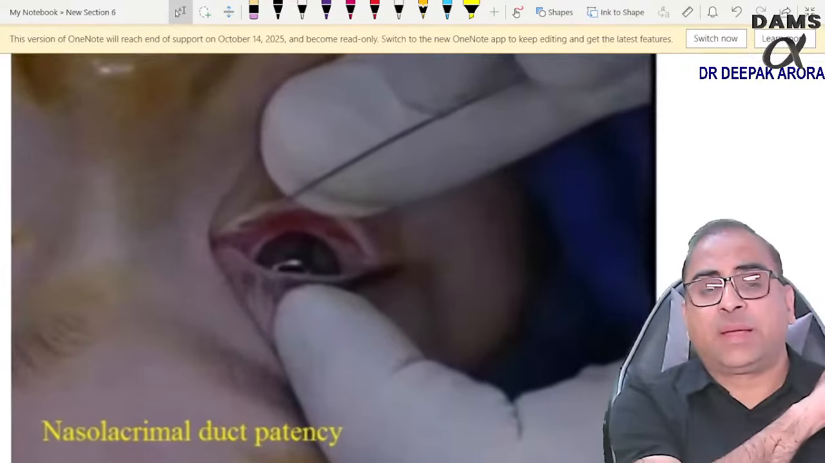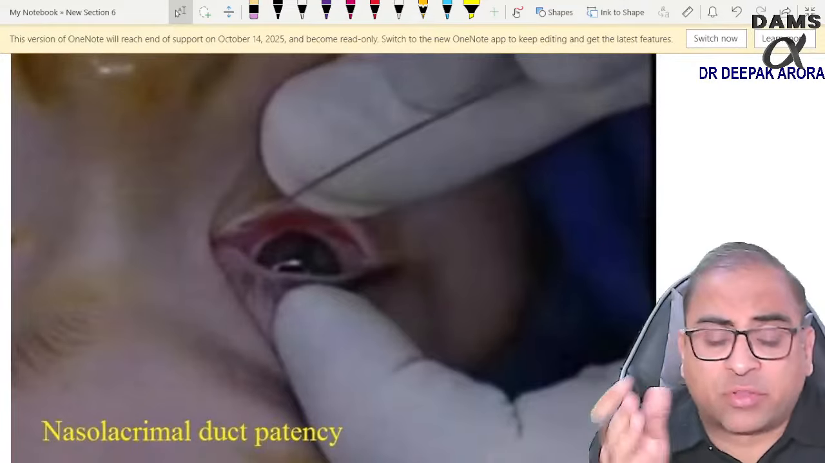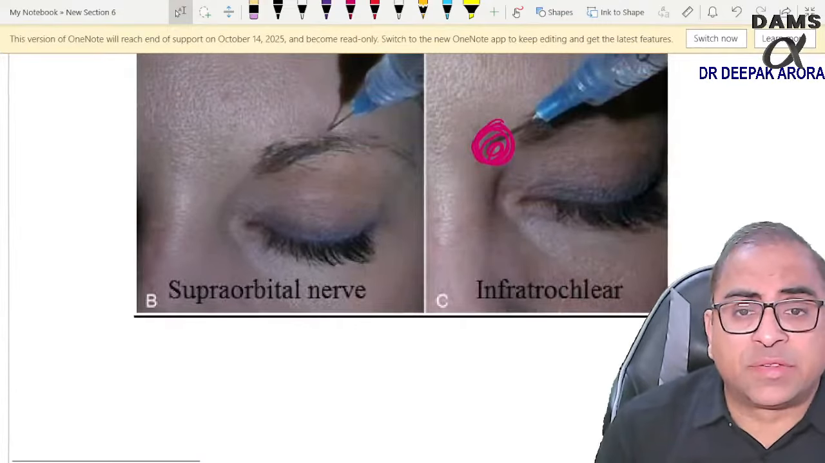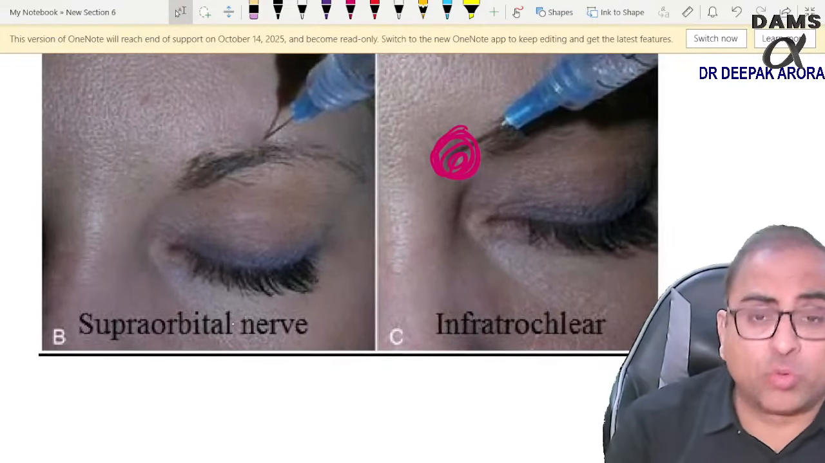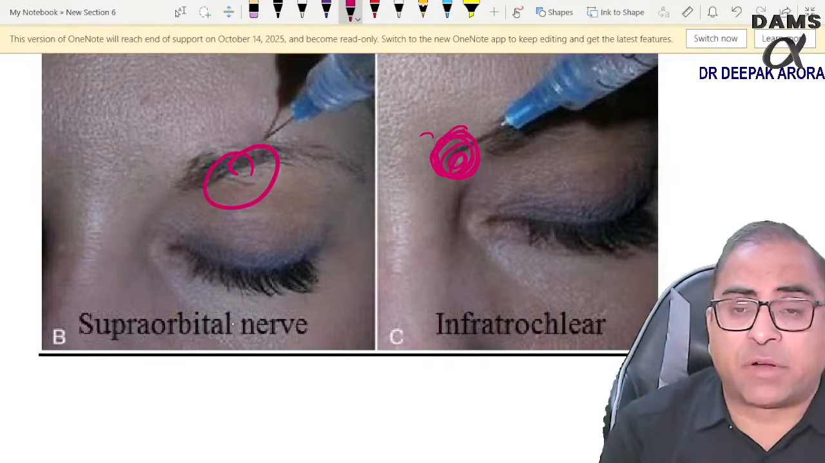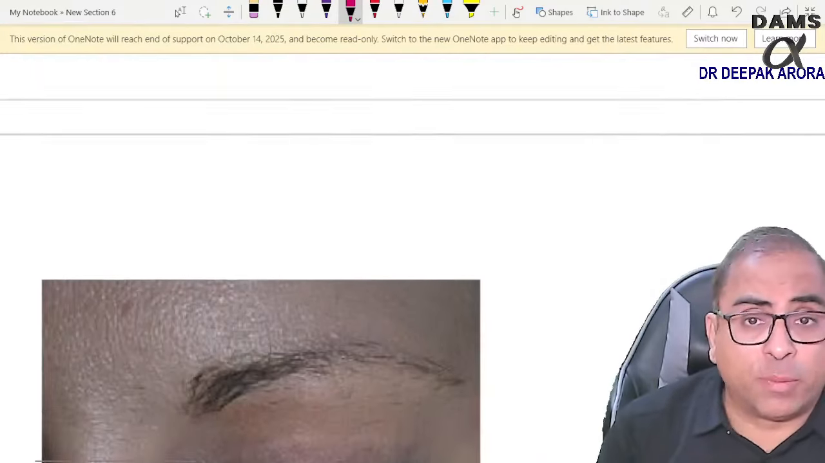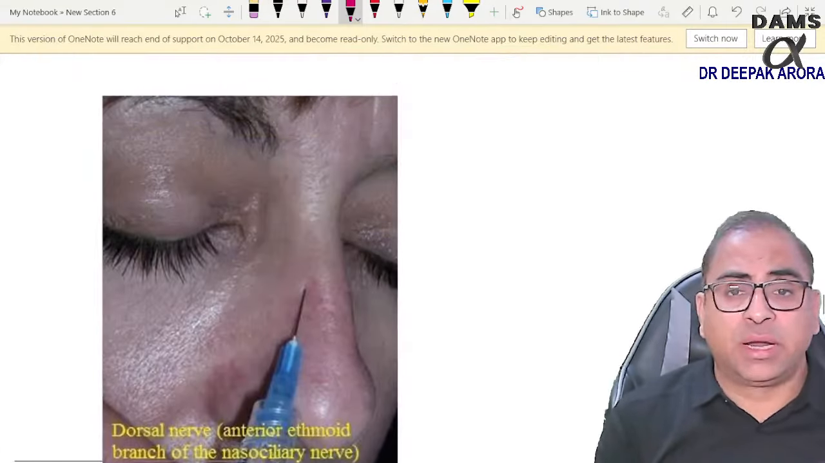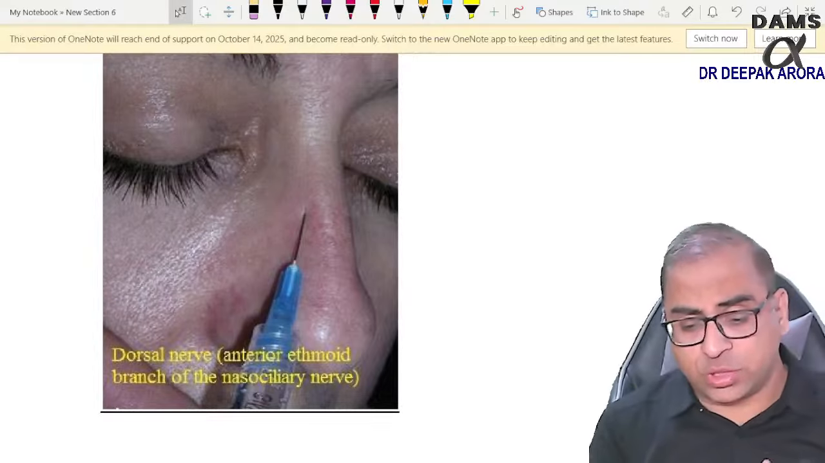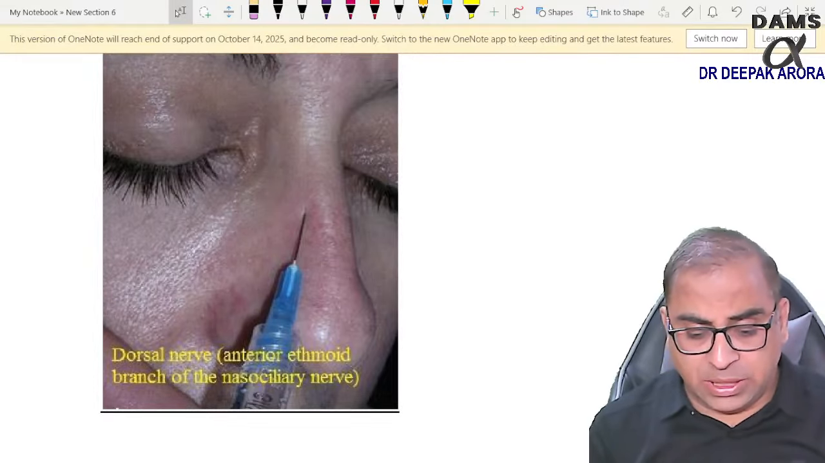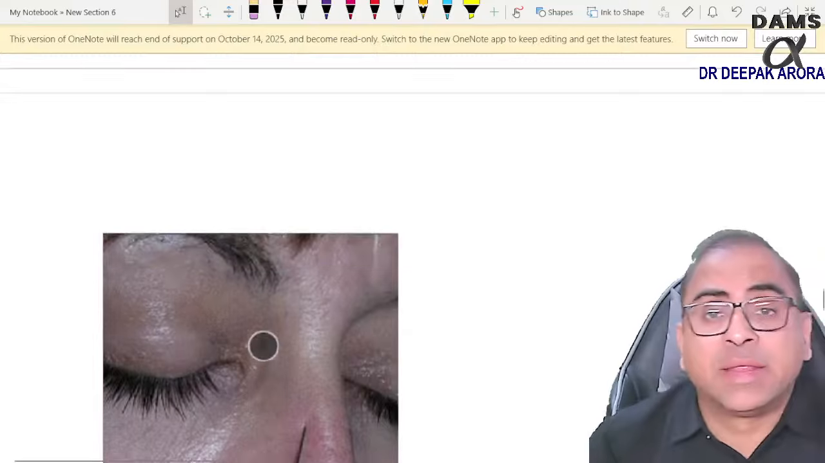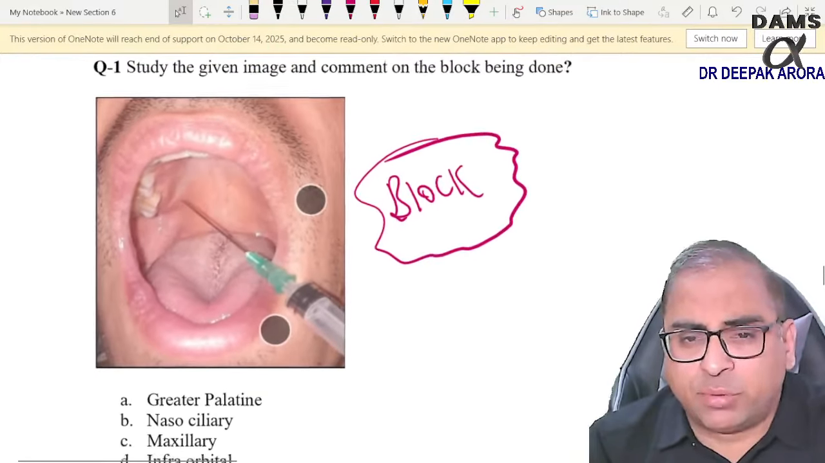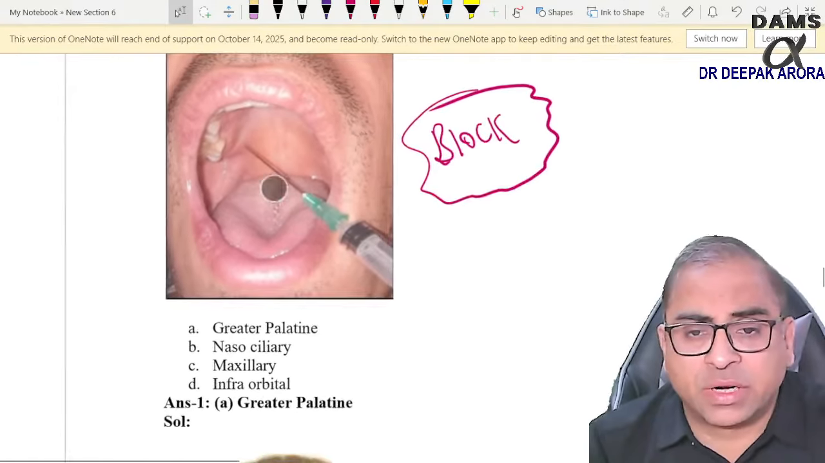What procedure am I doing? Nasolacrimal duct. Either they will ask you in ENT or in ophthalmology. Nasolacrimal duct patency. This is your supraorbital, also known as supratrochlear block. This is the infratrochlear block. This is the infraorbital block. Then the supraorbital supratrochlear we have already learned, and this is the anterior ethmoidal. This question was repeated multiple times. Clear? Then the last MCQ, this question is very important for the upcoming NEET examination. So it is the greater palatine.